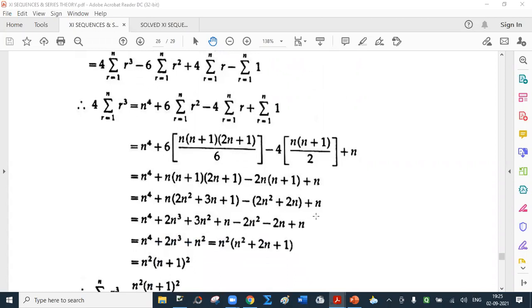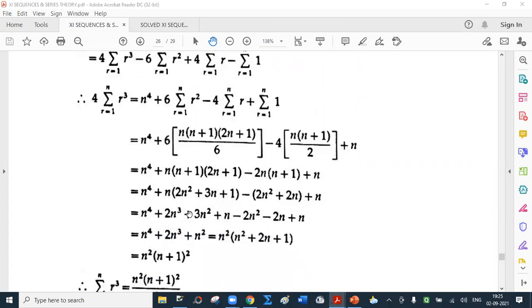Now see how this is simplified. In fact, they have just opened all the brackets. Otherwise, you can say that from n raised to 4 and n, take n common and so on. But I think this is also a good approach. Just open all the brackets. And what remains is this. n raised to 4 plus 2n cube plus n square. Take n square common. Because see, in exam, if this is asked, you will know the answer. You will know that you should get n square into n plus 1 square. See, n square plus 2n plus 1 is square of n plus 1 only.